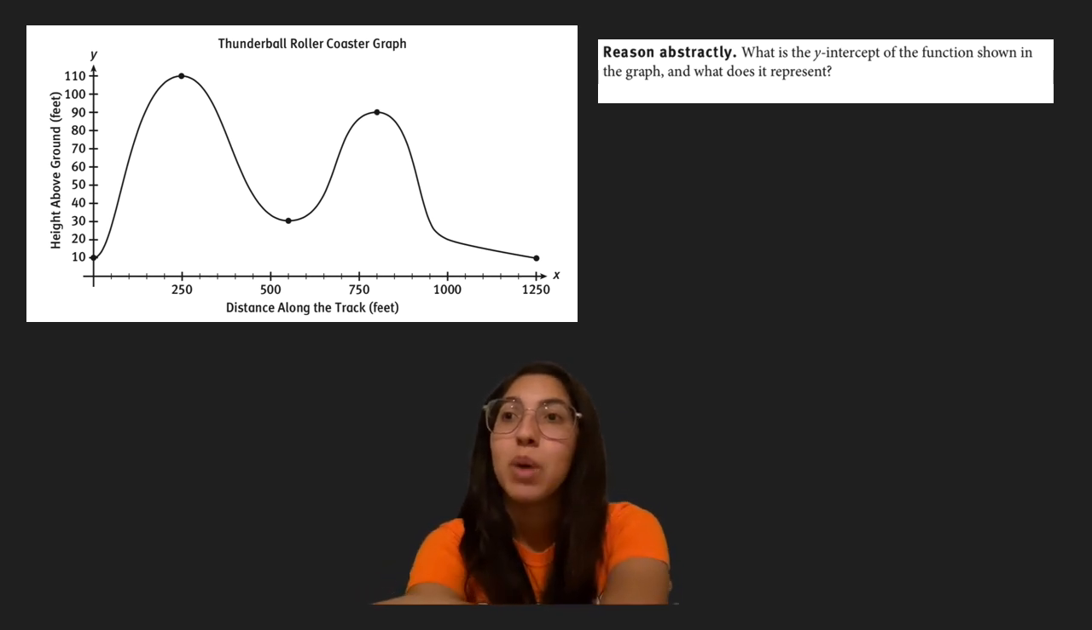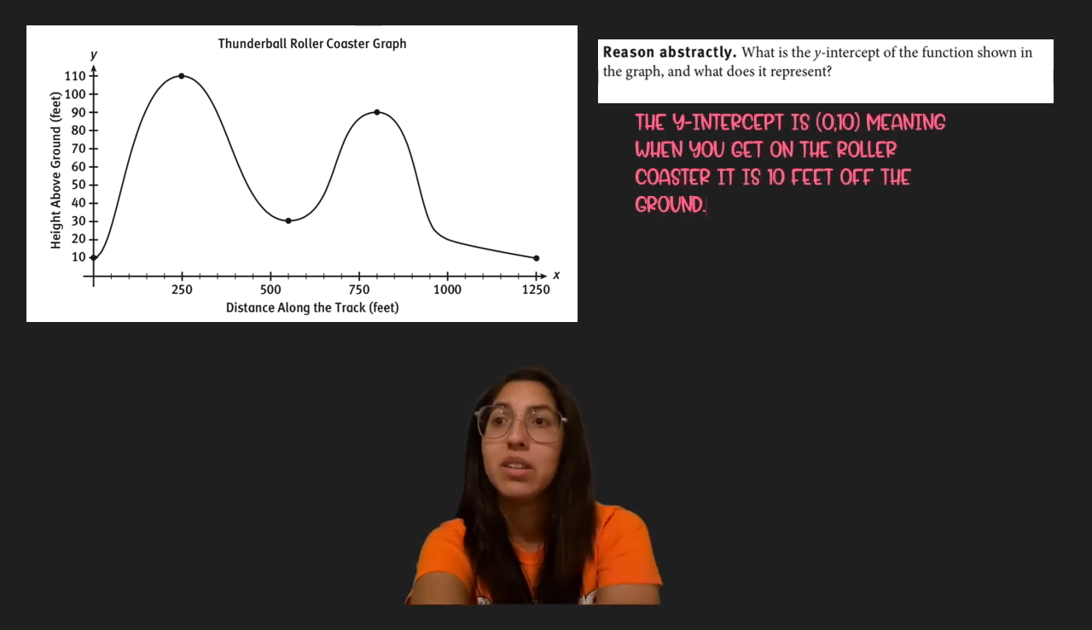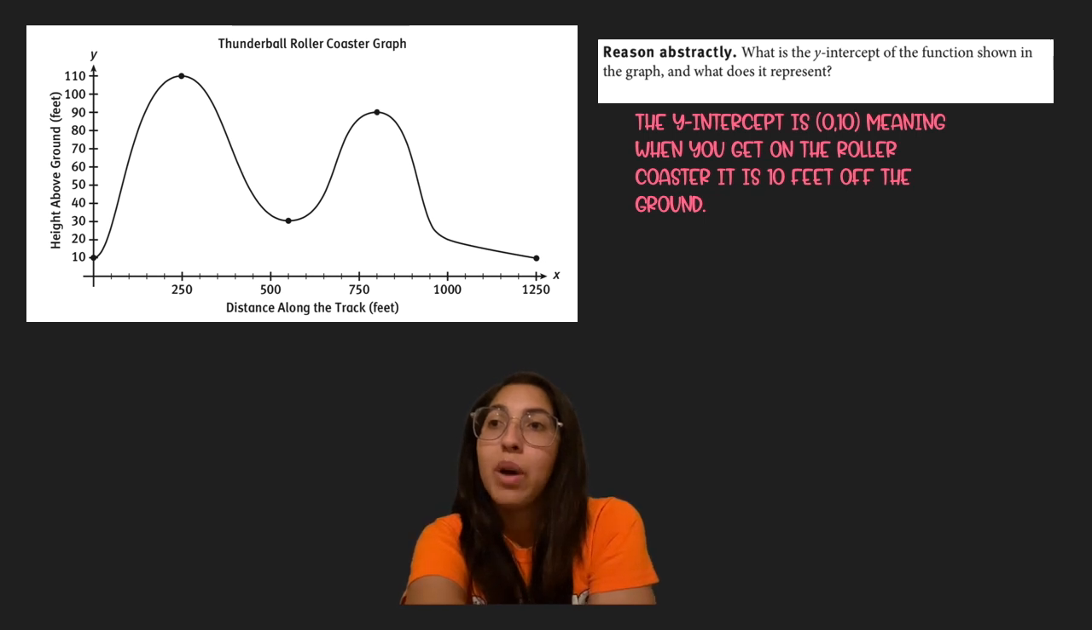So first thing, what is the y-intercept of the function shown in the graph, and what does it represent? So the y-intercept is (0, 10), meaning when you get on the roller coaster at first, you are 10 feet off the ground.